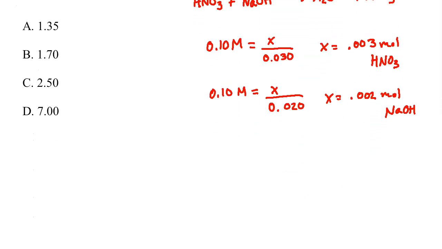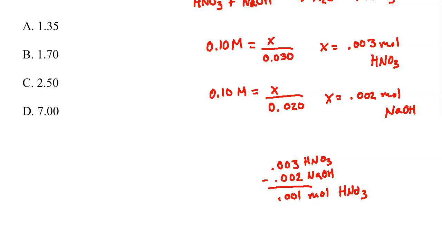Now, what we want to do is take the difference here, because we obviously have some leftover acid. 0.003 moles minus 0.002 moles. Okay, so this was the HNO3, and we can do this because it's a 1-to-1 ratio. And we're left with 0.001 moles of HNO3. And that is the amount of moles of acid left after we hit that 20 mL of sodium hydroxide in the solution.